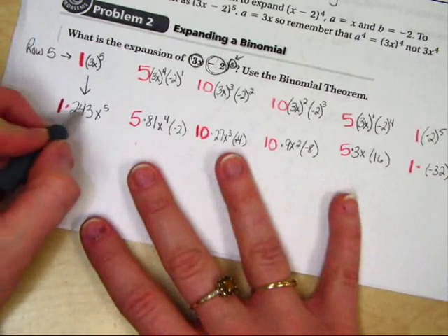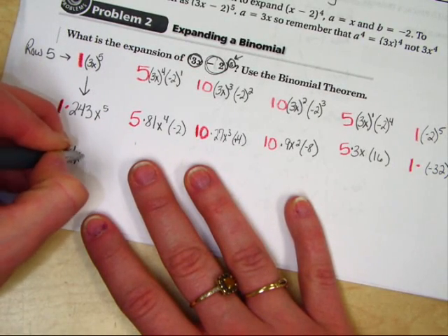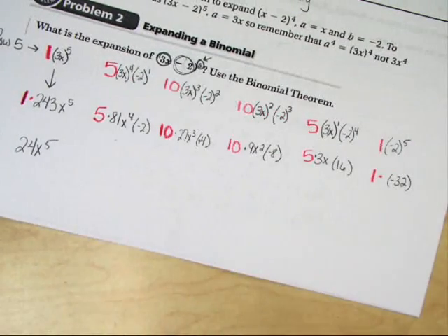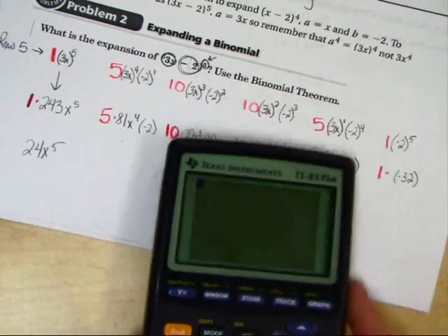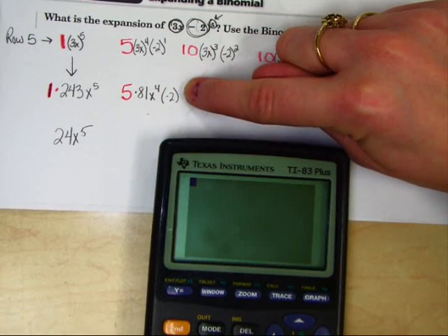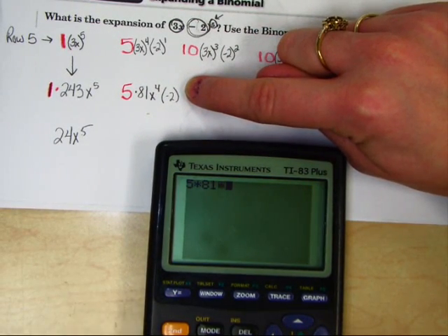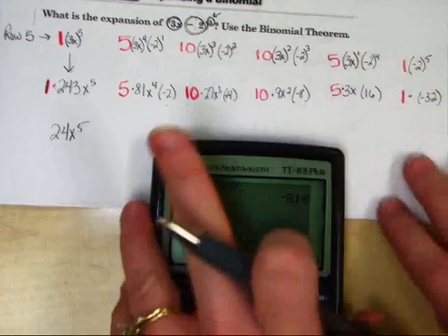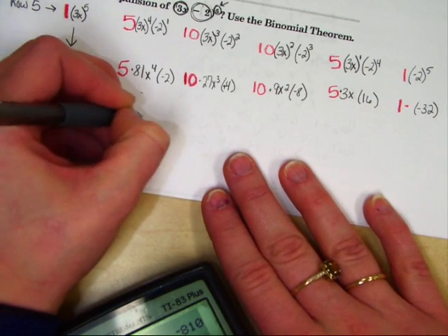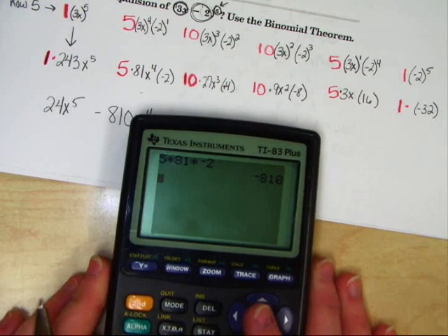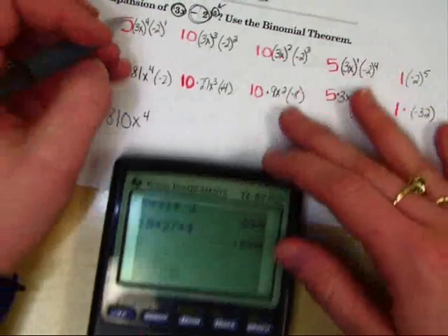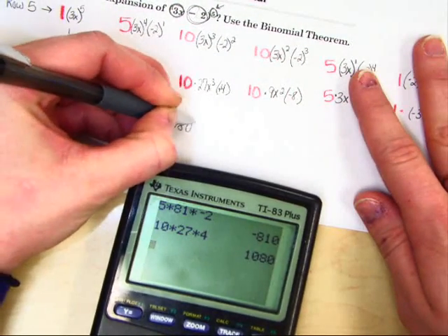Last thing here, 1 times 243 is 243x to the 5th. Now, let's get all this ready. If we want to do this next term, you do 5 times 81 times negative 2, negative 810. And that was an x to the 4th. Now we do the next one, 10 times 27 times a positive 4. So this will be plus 1080 x to the 3rd.